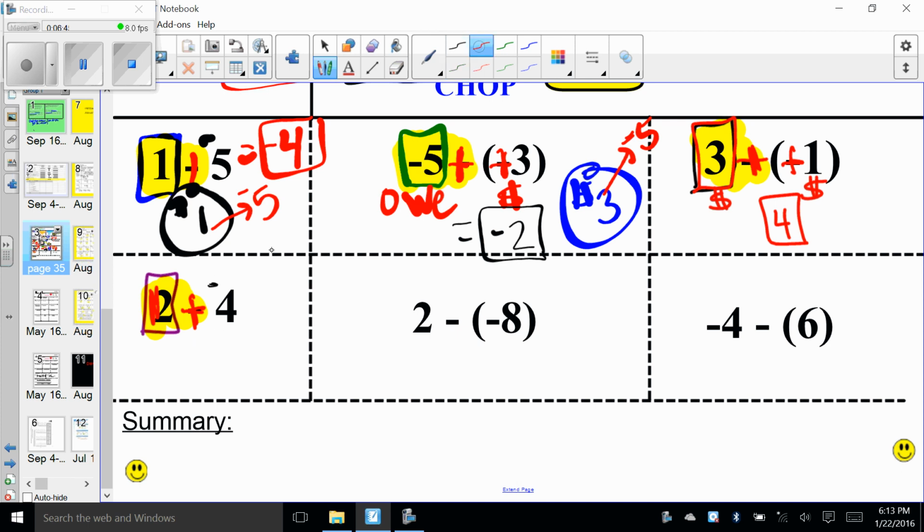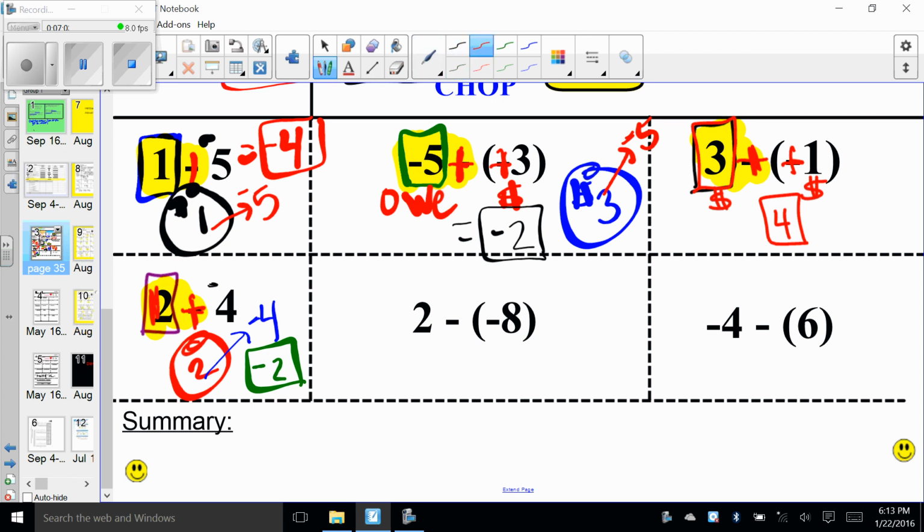So our situation then is this. I have $2 in the bank. Can I take $4 out of a bank that has $2 in it? The answer is no, you can't. You could take $2 out, but you can't take 4 out. So you're short $2. So -2 would be your result.